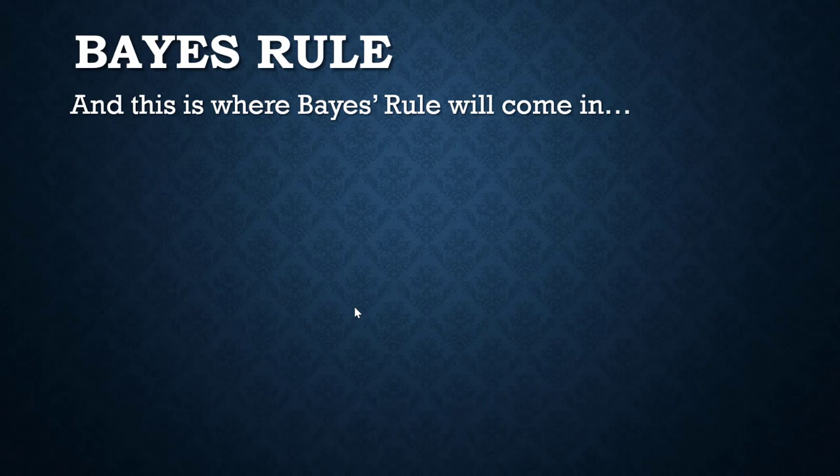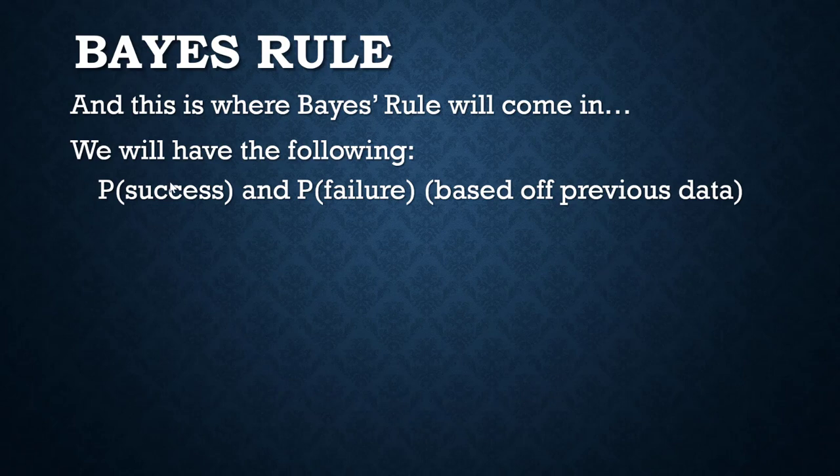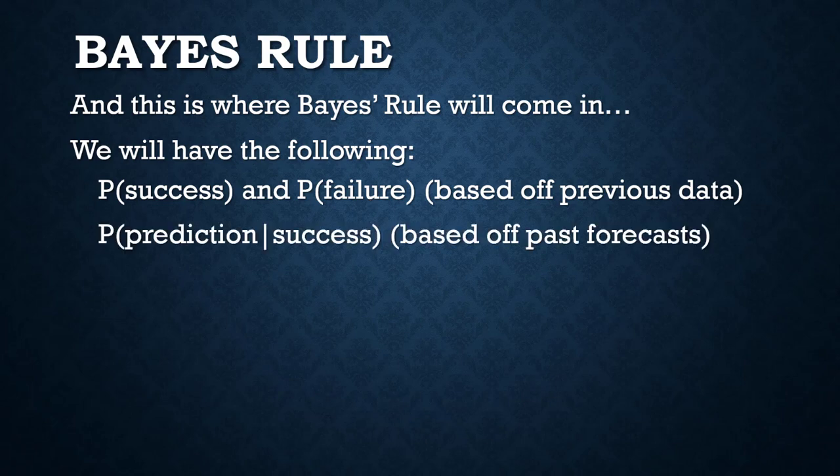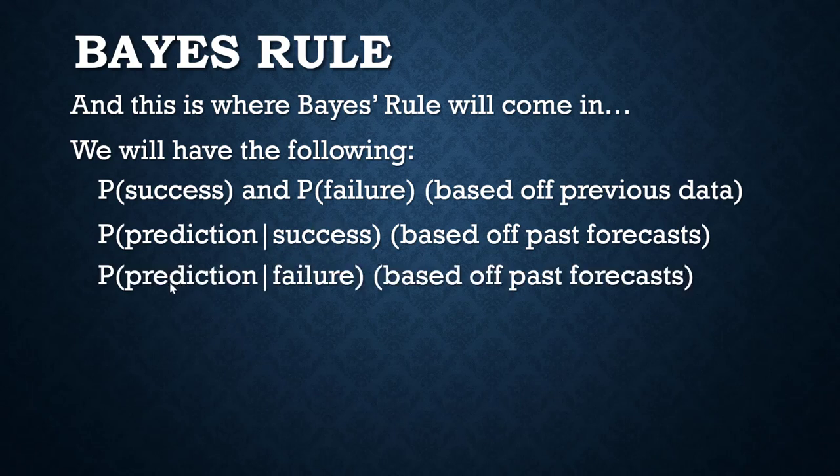Again, we're going to use Bayes' rule. Starting out, we're going to have the probability of success and failure for whatever it is that we're doing, based on previous outcomes. Then, based off previous forecasts that the forecaster made, or that other forecasters within our company made, we're going to have the prediction given whether the product was successful or not, or what the forecaster predicted when the product was a failure. Again, these are all based off previous forecasts.